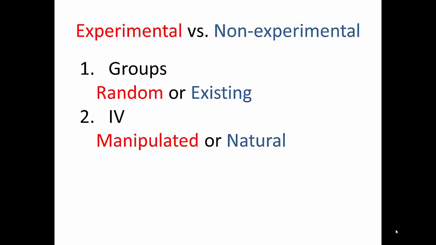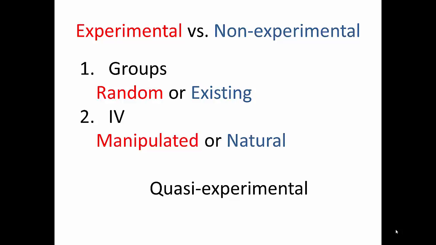So, in an experiment, I'm going to randomly assign children to a reading program. In non-experimental research, I'm going to take groups of children who are already in those different reading programs. And that's the bottom line. As you can imagine, there's a hybrid or quasi-experimental. That means that the groups are not random, but the IV is different in each group, or it's changed by the researcher. Let me give you a fun example.